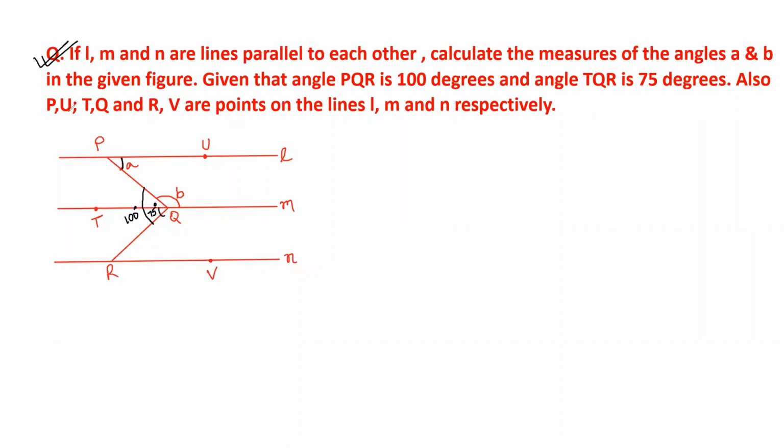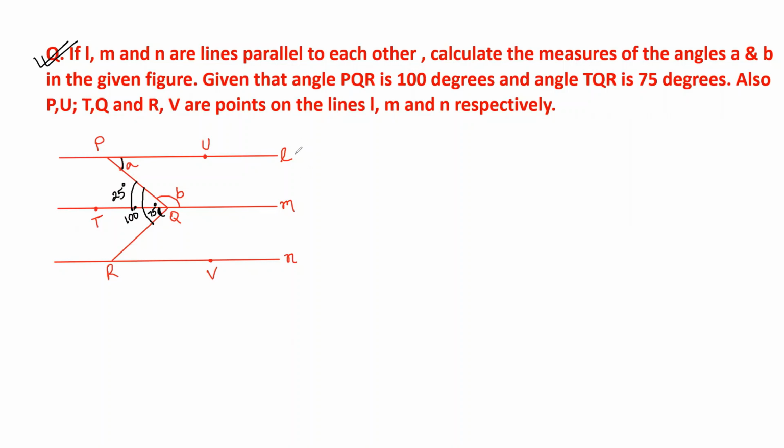Also, points P, U, T, Q, and R, V are points on the lines L, M, and N respectively. So this complete angle is 100 degrees. This angle is 75 degrees, and we need to find the measure of angle A and angle B. Now, since this angle is 75 degrees and this complete angle is 100 degrees, we can say that this angle would be 100 minus 75, that would be 25 degrees.